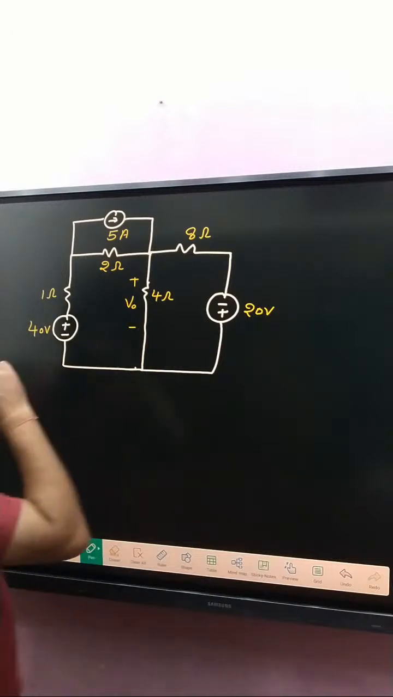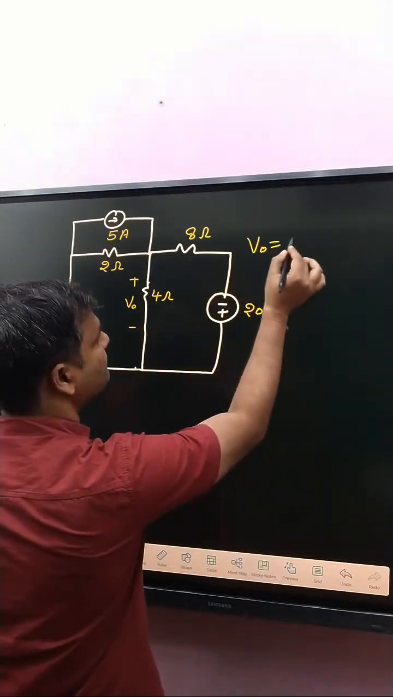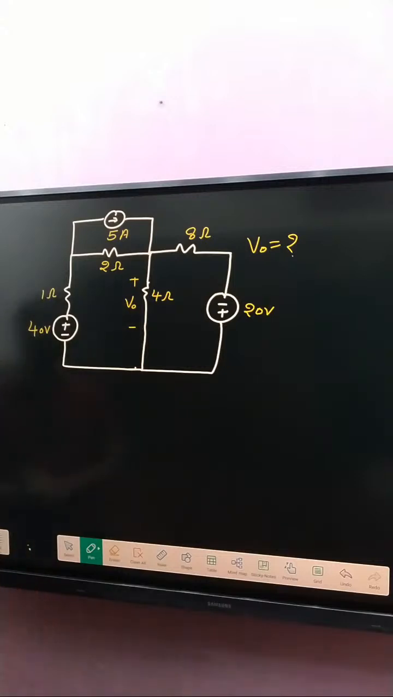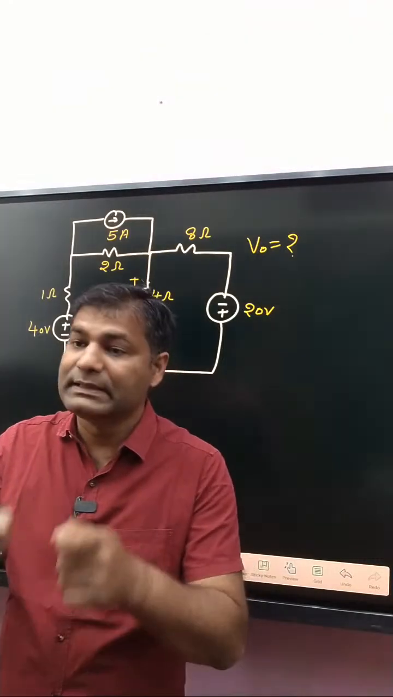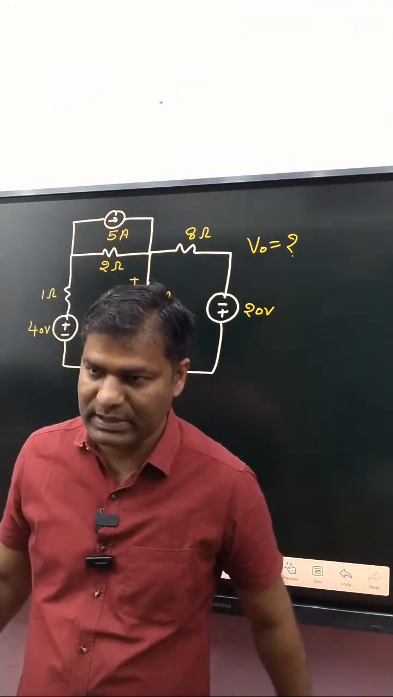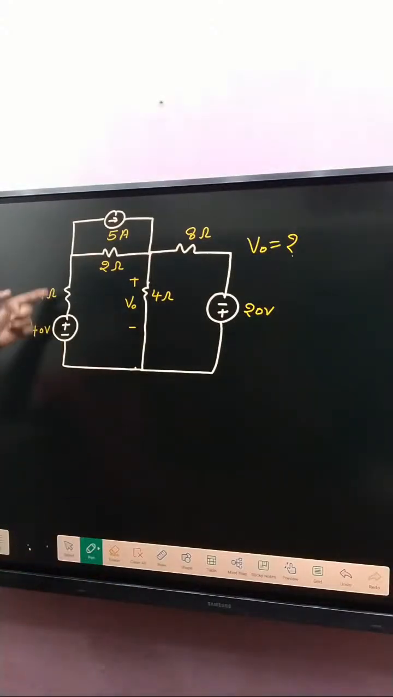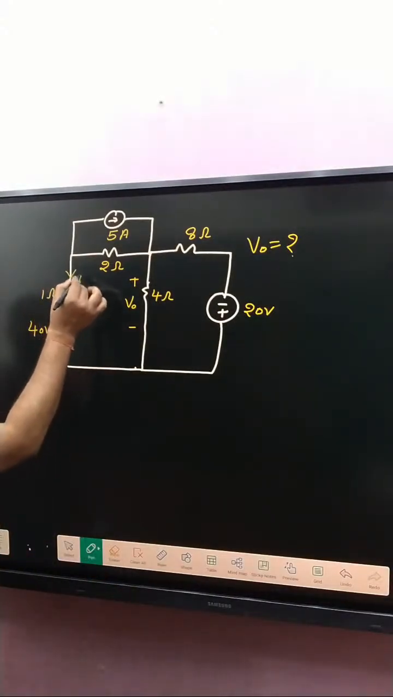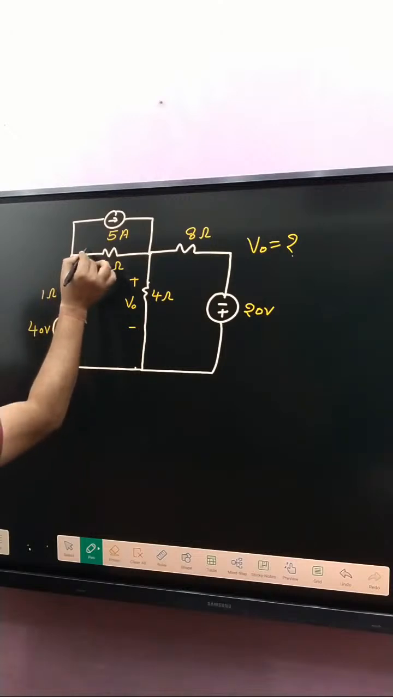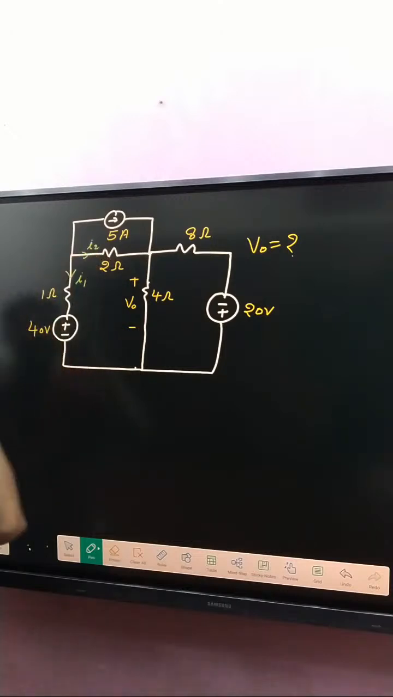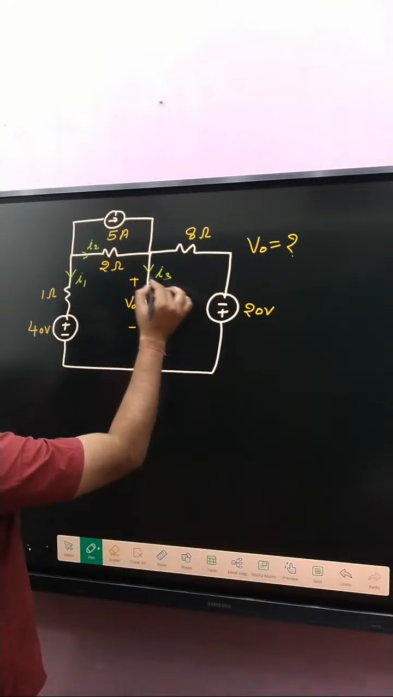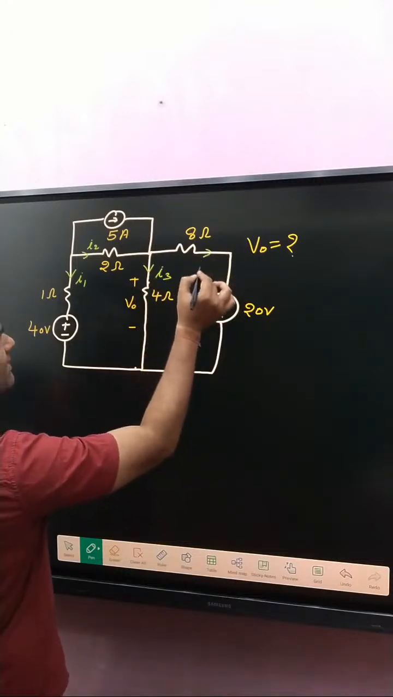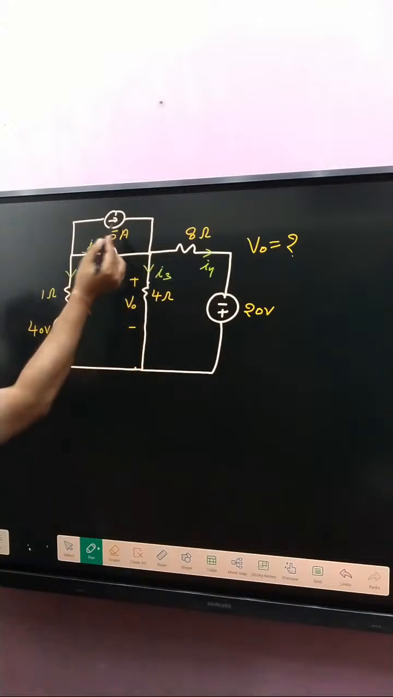Now, how can we do it? First of all, remove that one, and here V naught. Now, how can you determine? Nodal analysis says, first step, branch current. First of all, decide branch current. What about branch current here? Simply write I1. Here that is I2. Here that is I3 simply. And here that is I4. And that branch current is already given.